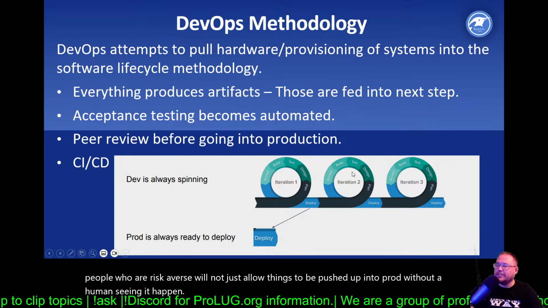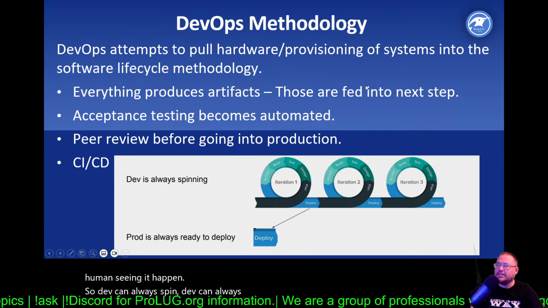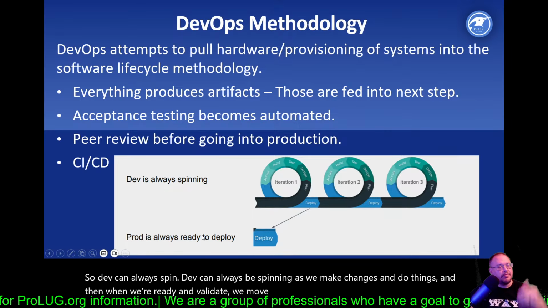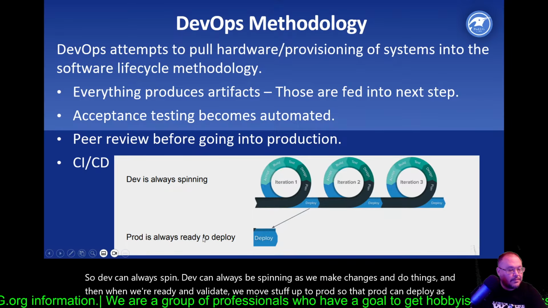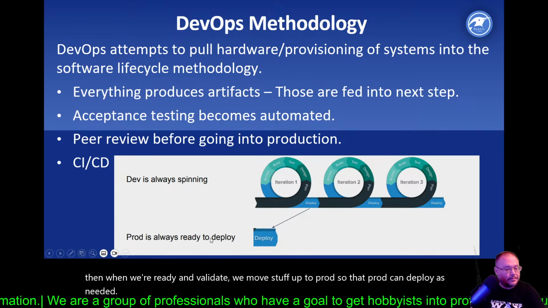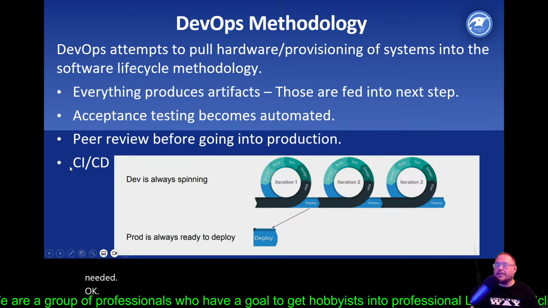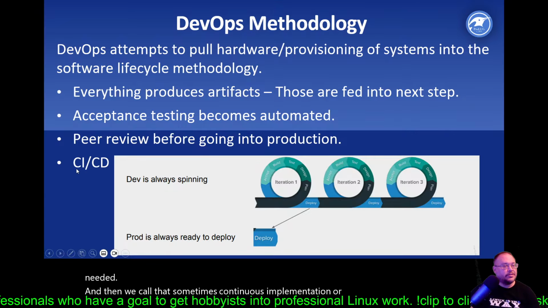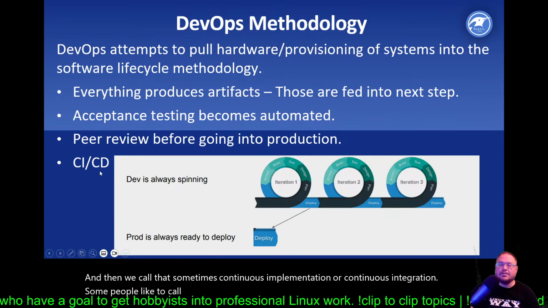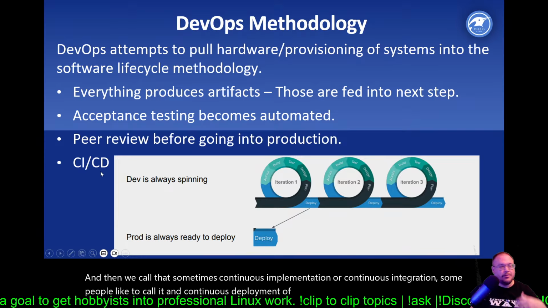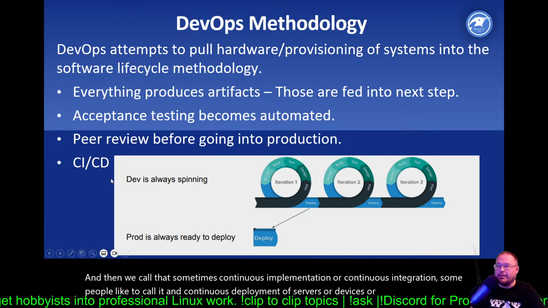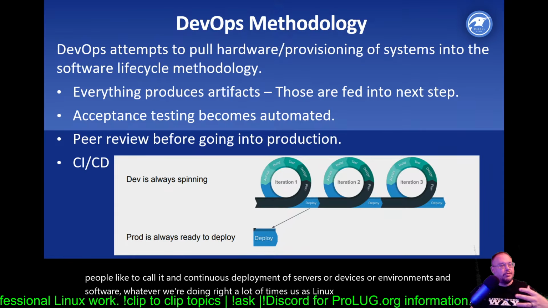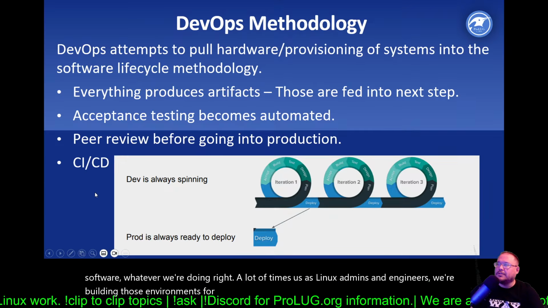So dev can always be spinning as we make changes and do things. And then when we're ready and validate, we move stuff up to prod so that prod can deploy as needed. Okay. And then we call that sometimes continuous implementation or continuous integration, some people like to call it, and continuous deployment of servers or devices or environments and software, whatever we're doing, right? A lot of times us as Linux admins and engineers, we're building those environments for people. So this is an important thing to know.